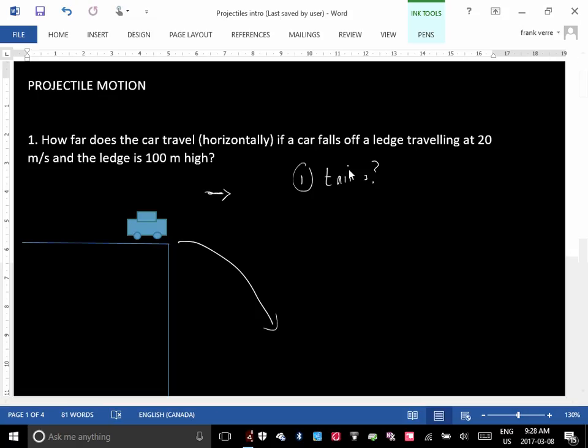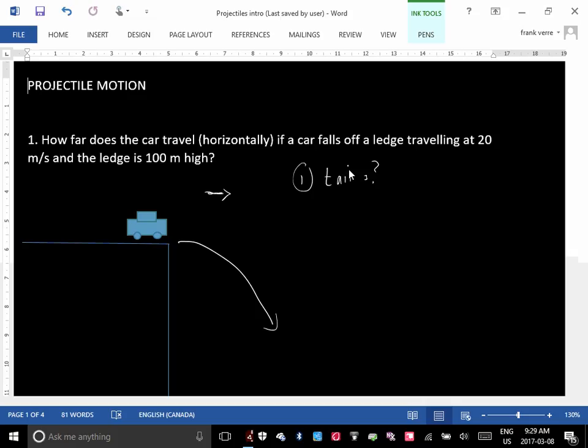Well, let me ask you a question. Something going off a ledge horizontally and something being dropped, do they reach the ground at the same time? They do. We already examined that scenario, right? An object falling and an object moving horizontally off something hits the ground at the same time.